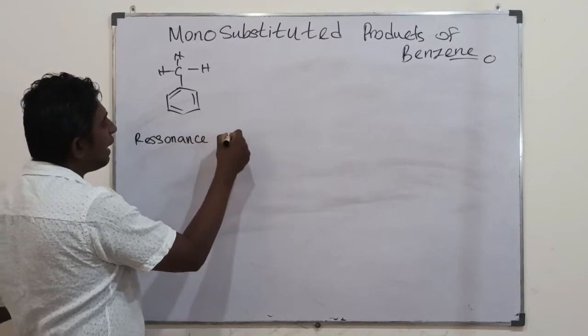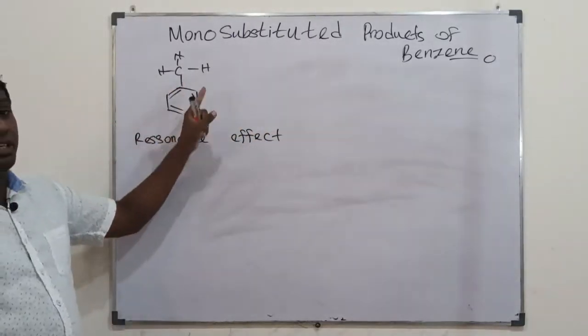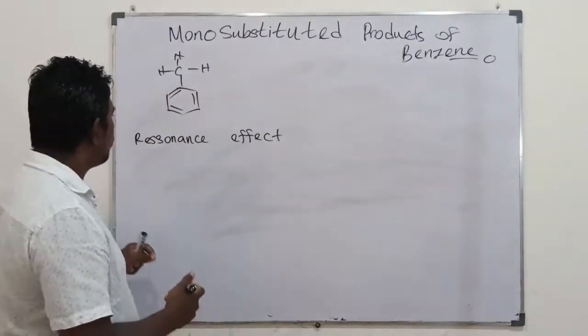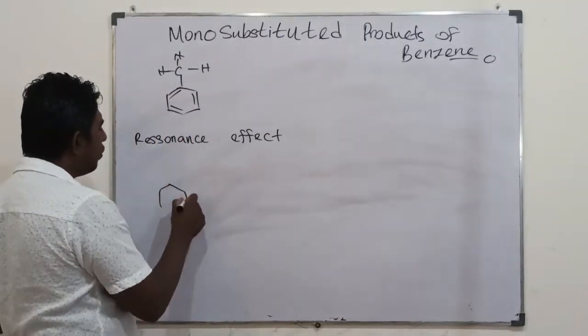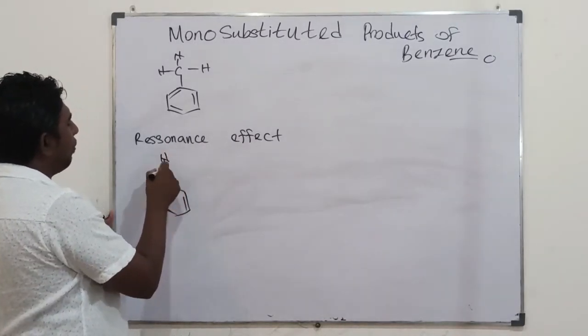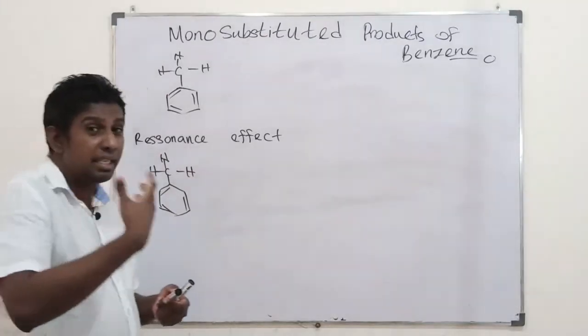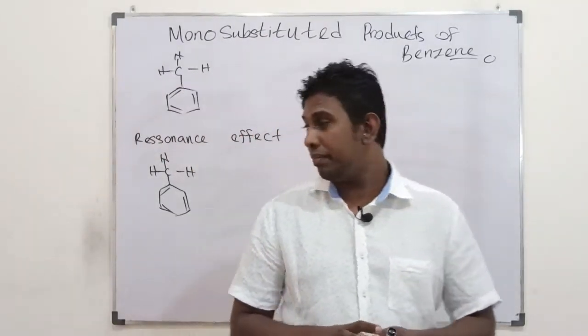Resonance effect of the CH3 group on benzene. So, you need to start drawing resonance structures for this group, the methyl group, and its involvement in resonance towards benzene.